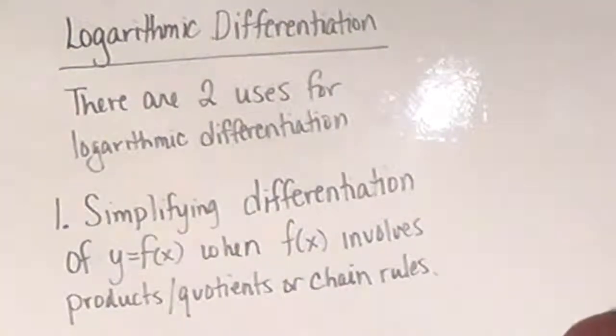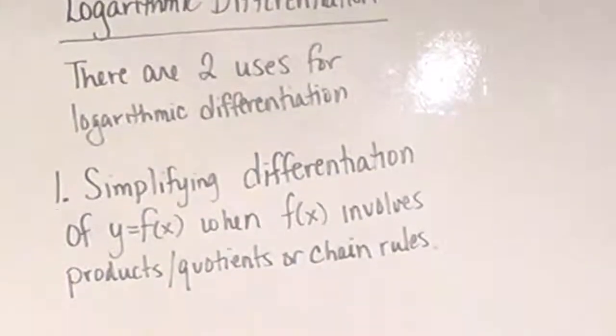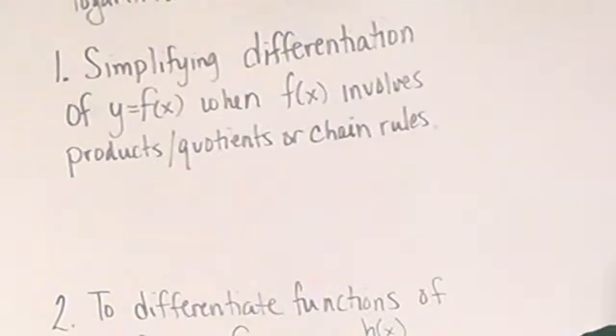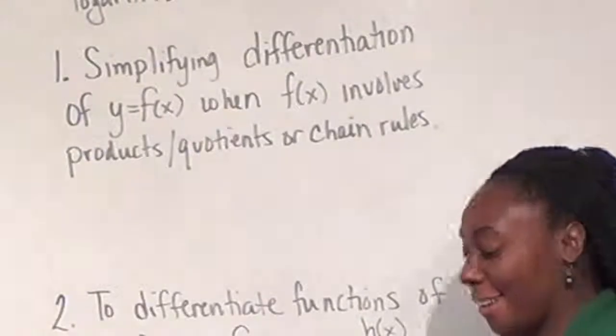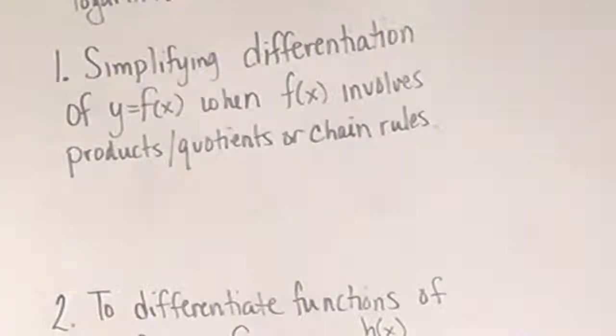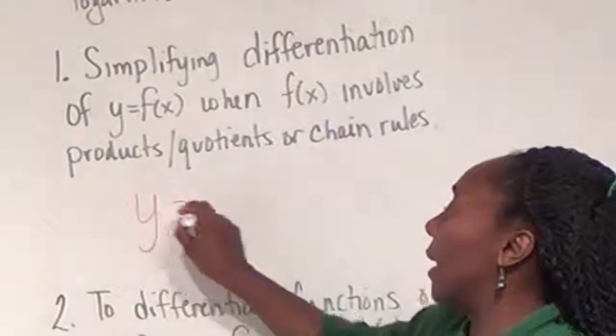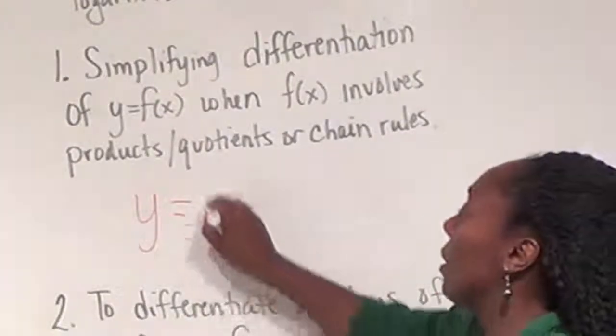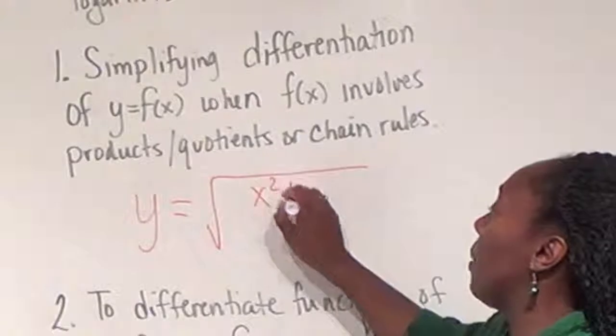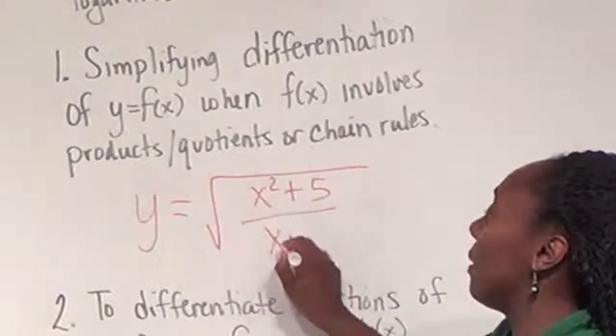The first is to simplify the process of differentiation when our function f of x involves products, quotients, or chain rules. Again, for chain rule, think general power rule. So if I've got a function that's got multiple operations in it, sometimes logarithmic differentiation will make the derivative process simplified. An example of something like this would be, let's say I had the equation y equals the square root of x squared plus 5 over x plus 9.